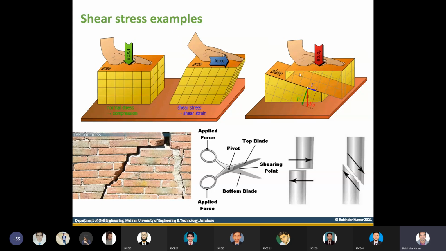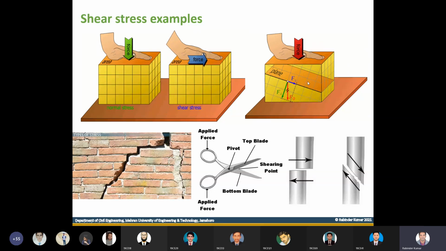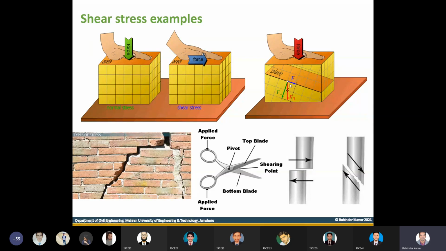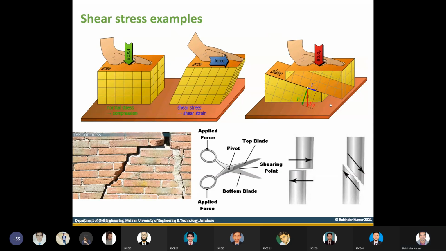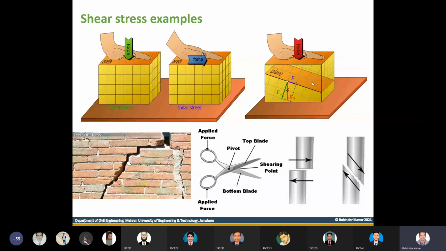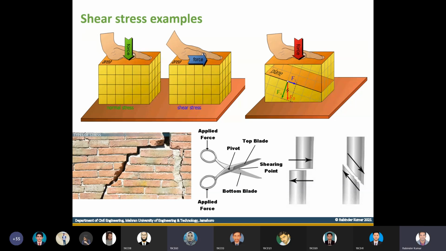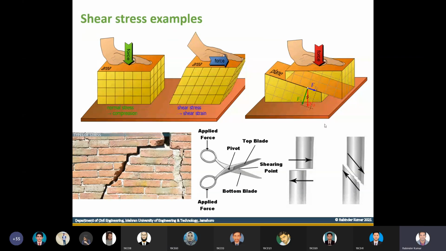Now you can also look at this animation. Shear stresses are like this, in a sliding manner. You might have read something related to this in geology. What is this sliding effect called in geology? Do you remember? Fault. Landscape. No, not landscape. Anyways, fault.